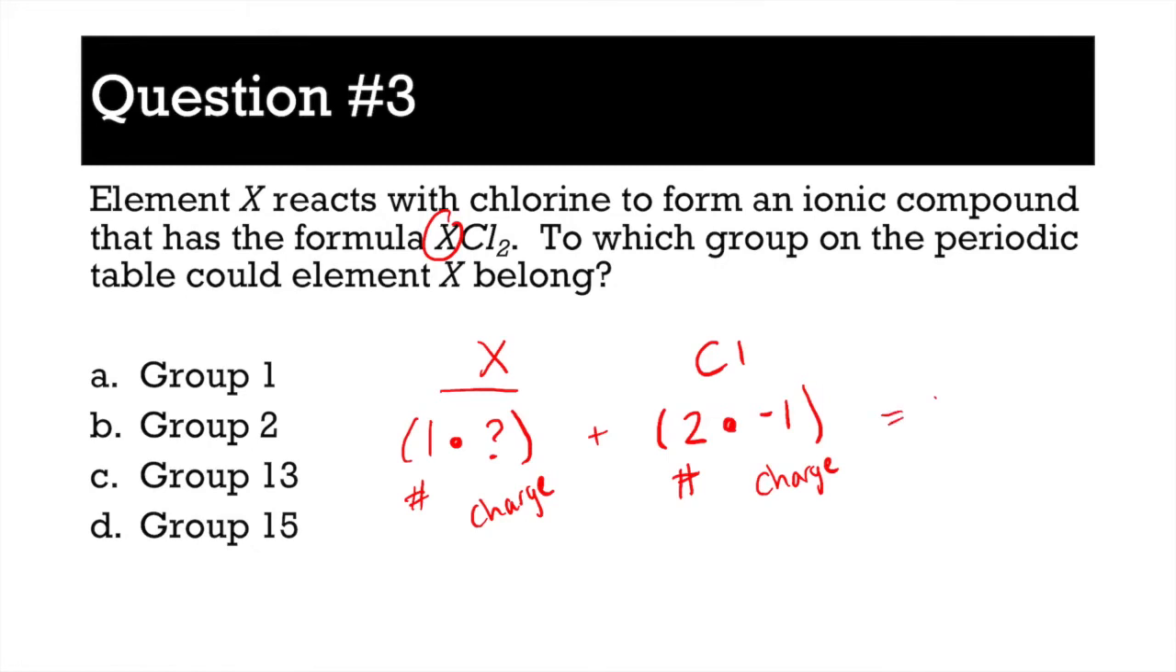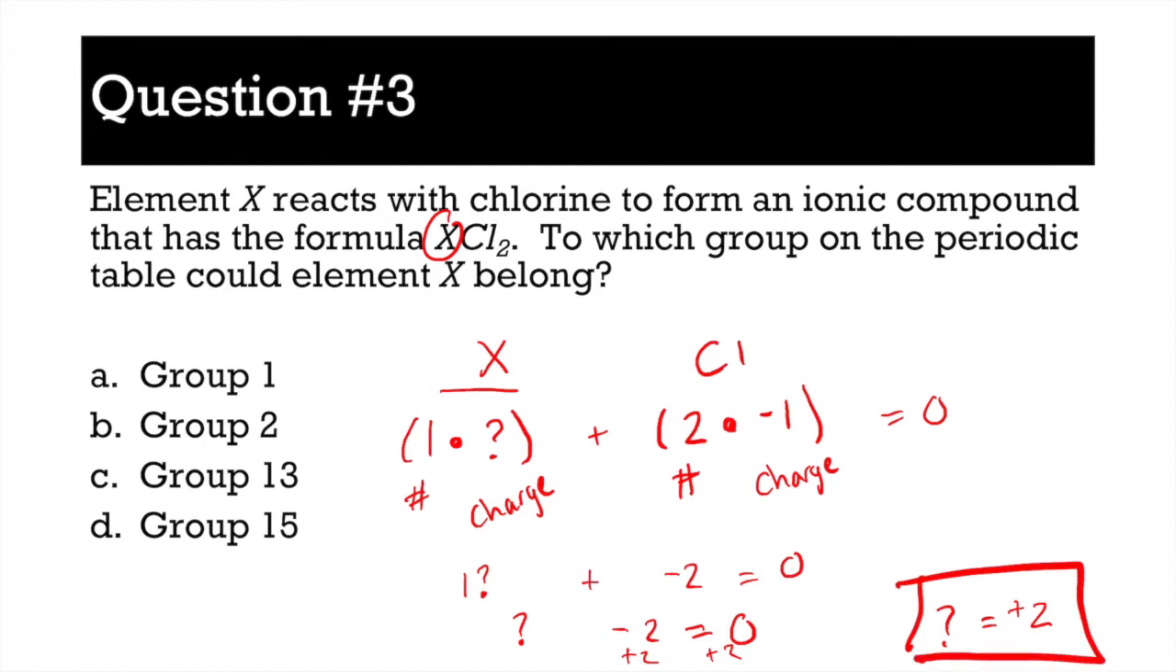And we know that the overall charge of a compound is 0. So the plus stuff equals the negative stuff. So when we kind of work this out, we get 1 question mark plus -2 equals 0. So question mark minus 2 equals 0. Add 2 to both sides. Question mark equals +2. So that means something has to have a +2 charge. And again, that +2 charge means it loses 2 electrons. And what group loses 2 electrons and has a +2 charge? That is group 2, answer choice B, rather. Sorry.